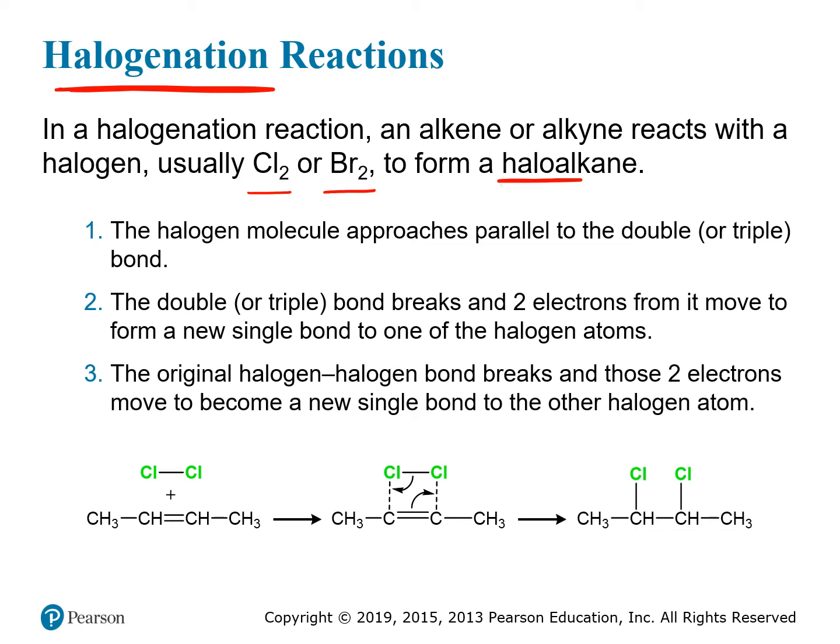The molecule of whatever halogen we're adding approaches parallel to the double bond in the alkene. In this example, we're going to look at chlorination, just to make it concrete. As the chlorine molecule approaches, a new bond forms between each of the carbons in the double bond and each of the separate chlorines in the chlorine molecule. The chlorine-chlorine bond breaks and the double bond shifts over to form one of the new bonds to the chlorine, and so we end up with an alkane that has chlorine atoms attached to the 2 carbons that were part of the double bond.